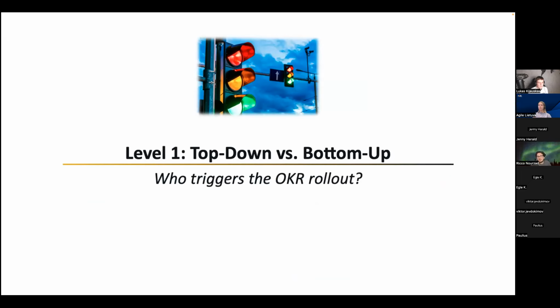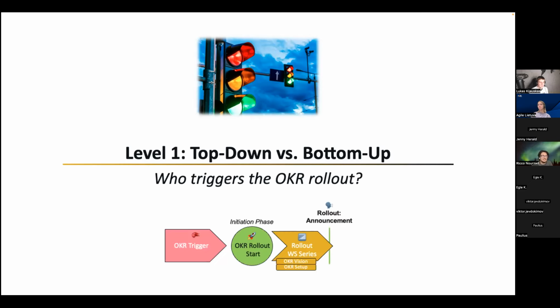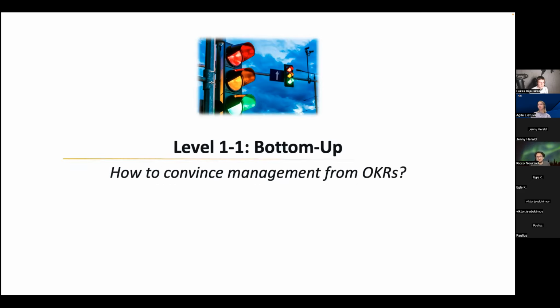Top down is for sure, I would say, more simple in the beginning because the decision is already there. We're going to use OKRs, management is deciding, but you still need the buy-in from the people. Bottom up, and it's probably, if you're not the CEO of your own company, more complex. There you need the right arguments. And for that reason, I would like to start with the second one, with the bottom-up approach. And that's the first stage within our OKR rollout roadmap. So, bottom-up, how to convince management of OKRs.